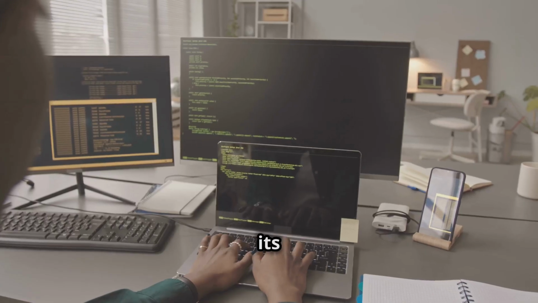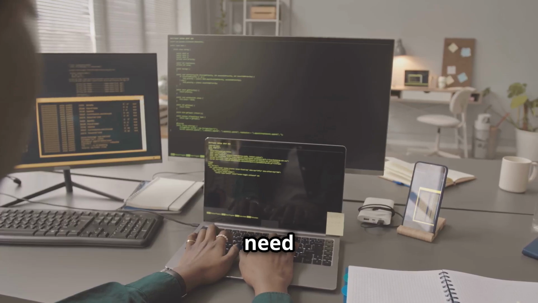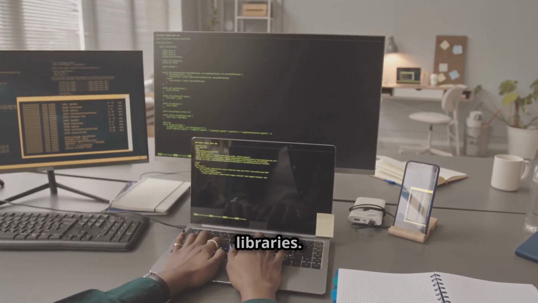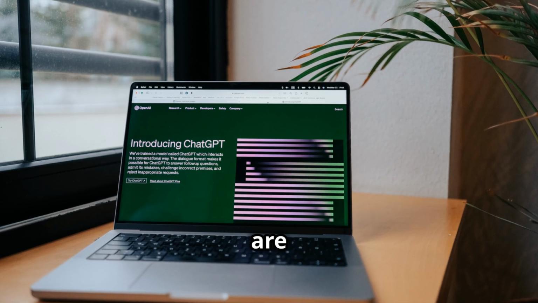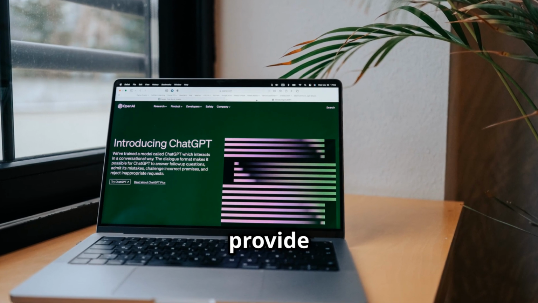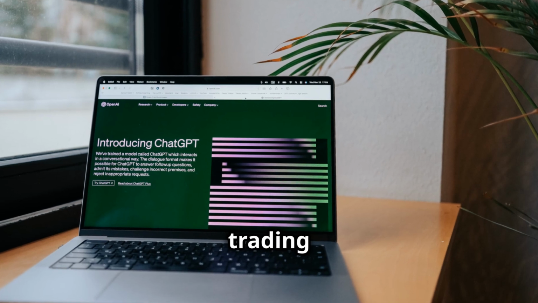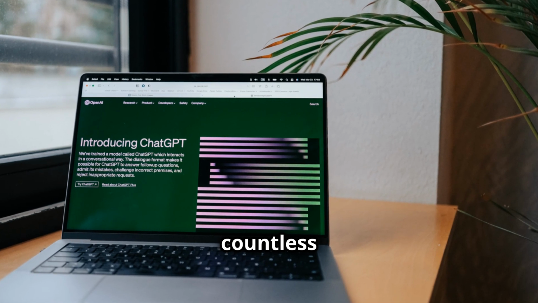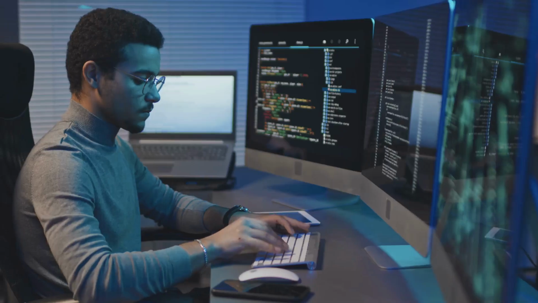To truly unlock its potential for crypto trading, we need to equip ourselves with specialized libraries. These libraries are pre-built collections of code that provide ready-made solutions for common trading tasks, saving us countless hours of coding from scratch.